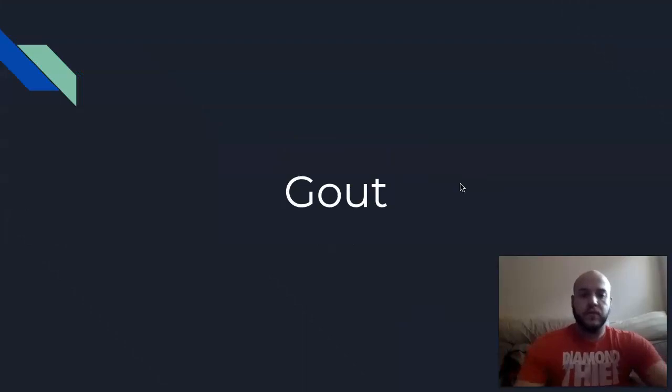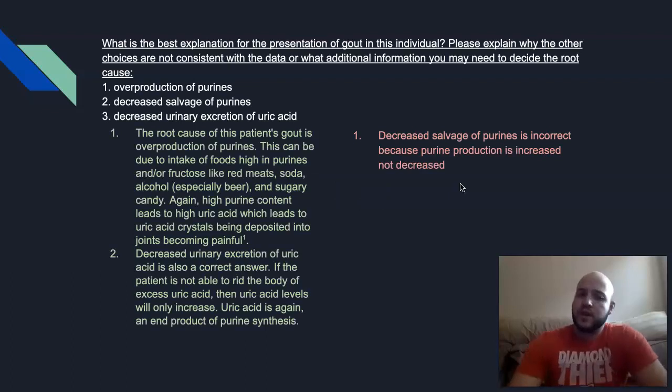Alright, so the first case is about gout. It's a 47-year-old man with severe pain in his great toe, and his plasma uric acid levels are elevated to 10.5 and 215. And so the question is, what is the best explanation for the presentation of gout in this individual?